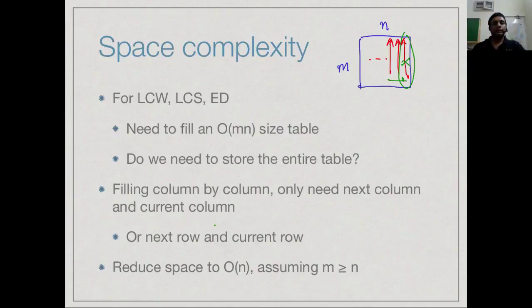So in other words, by just keeping 2 columns or 2 rows, I can completely compute this thing back to 0, 0. So therefore, there's actually no need to keep an m times n size table as storage. I still have to compute m times n, so the time complexity remains m times n. What we're saying is the space can be reduced if, let's say, that n is the smaller of the 2. The space can be reduced to order n, by just keeping 2 columns.